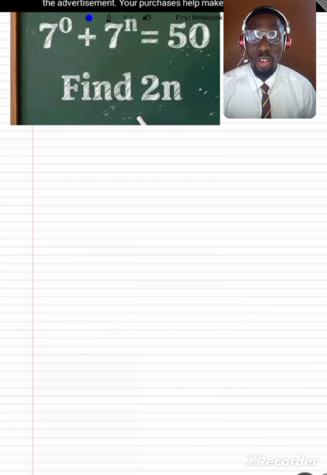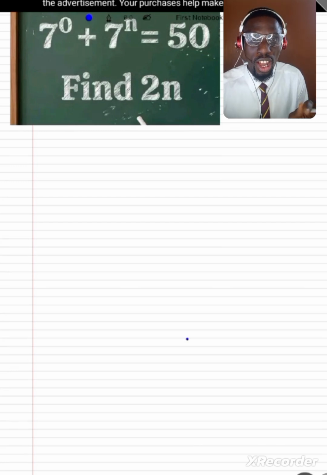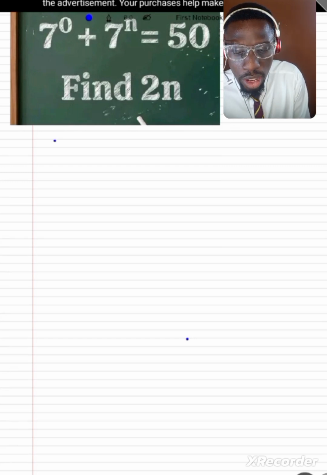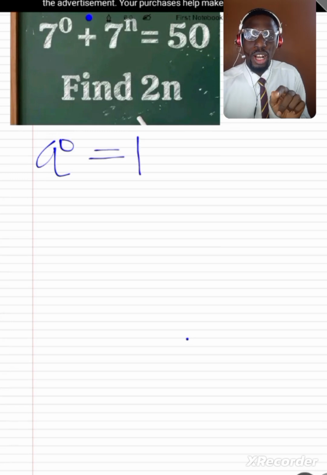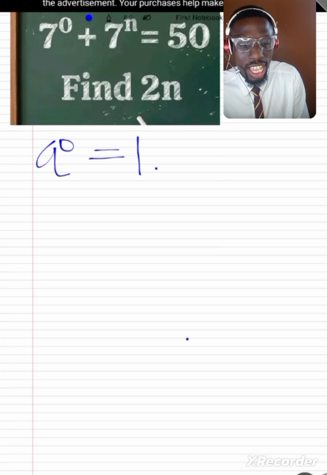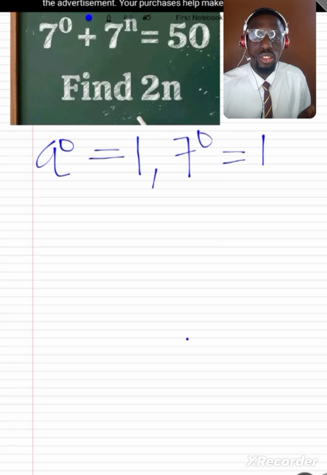So what we need to do first is to find n, then we'll find what 2n is. We start with 7 to the power of 0. If you remember, according to the law of indices, anything raised to the power of 0 gives 1. Any number a to the power of 0 is 1. It has been proven. So 7 to the power of 0 is also going to be 1 here.